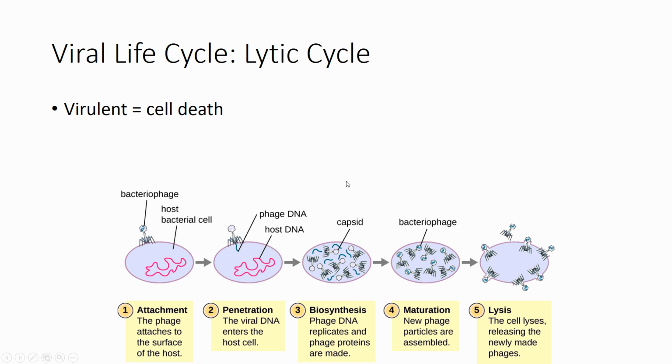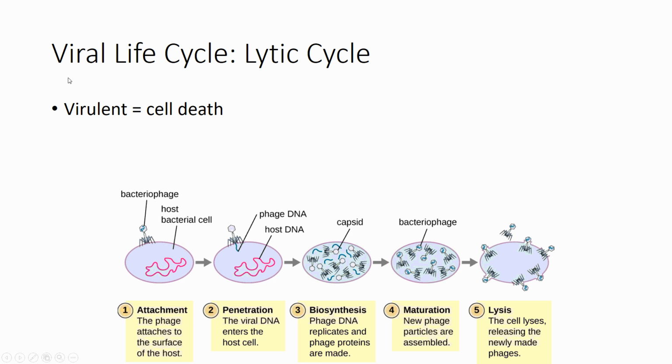So what can a virus do to one of our cells when it infects a cell? The simplest way to approach this is to first look at how a bacteriophage, so that's this word here, a bacteriophage is a phage or virus that infects bacteria. So what we're looking at is how one of these bacteriophages infects a bacteria cell.